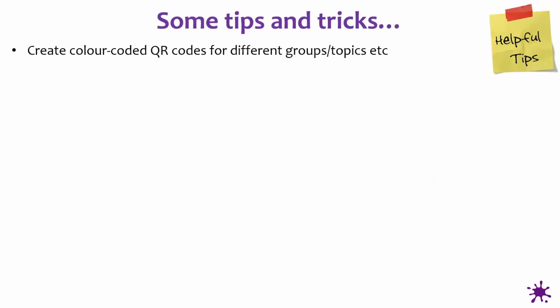If you wanted some tips and tricks, I sometimes use color-coded QR codes for different topics or different groups. It depends again how far you want to take this. Black is fine, but sometimes if you're using QR codes in the classroom, I might put grammar in red and vocab in blue or things like that. So being able to colour code is quite useful.